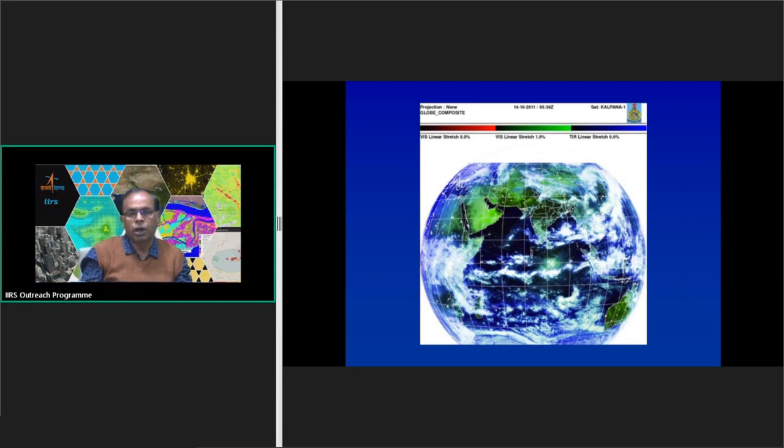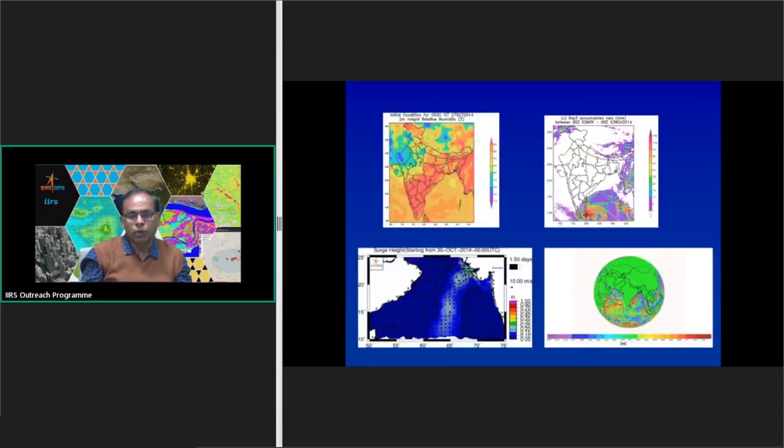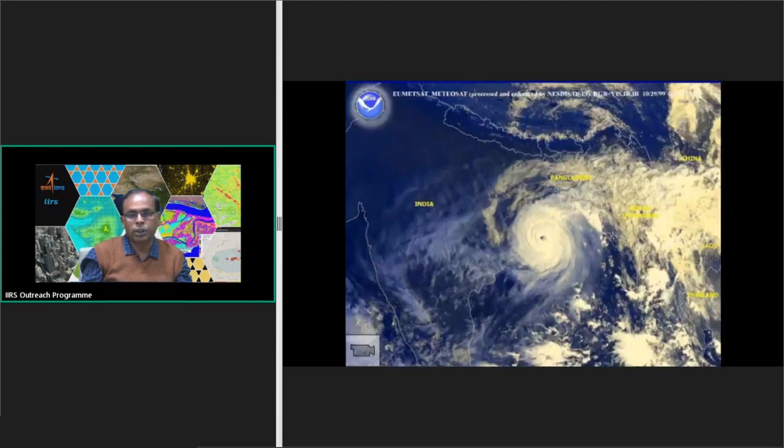there are several geostationary satellites providing you information in the visual and thermal data, and we get the meteorological information. And we have these products from INSAT 1D: outgoing long wave radiation, cloud motion vector, and AOD, etc. And this is the rainfall information and relative humidity, and sea surface height, surge height information, and altimeter data.